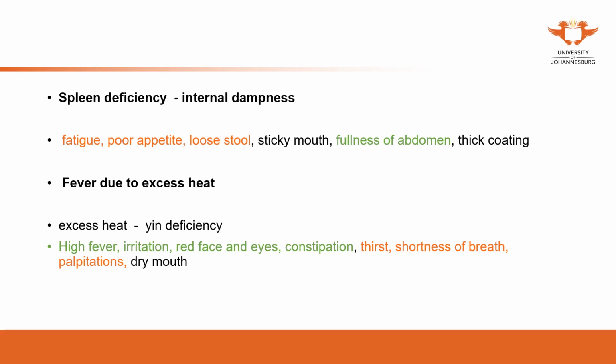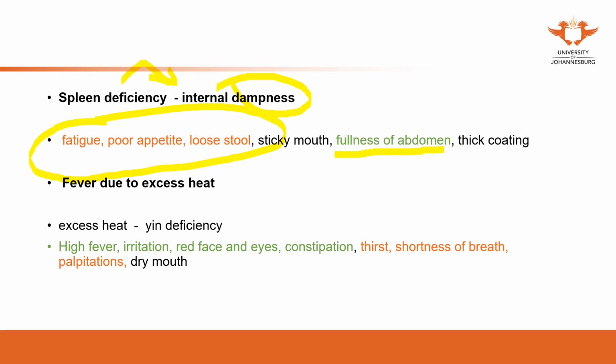Spleen deficiency, internal dampness. This is the example we gave you. Fatigue, poor appetite, loose stool. These are the deficiency symptoms due to spleen deficiency. In the meantime, the patient may have fullness of abdomen. This is an excess symptom due to the internal dampness. The dampness blocks the qi circulation in the body, so it causes stagnation. That's why they have fullness. So this is deficiency causing excess. Deficiency, excess. These two happen together.